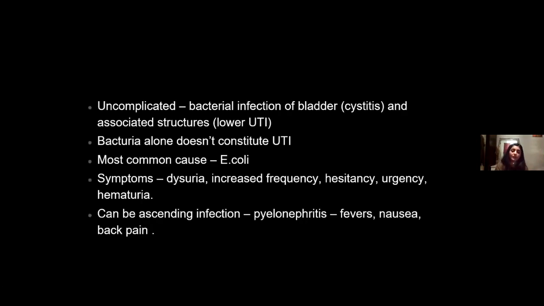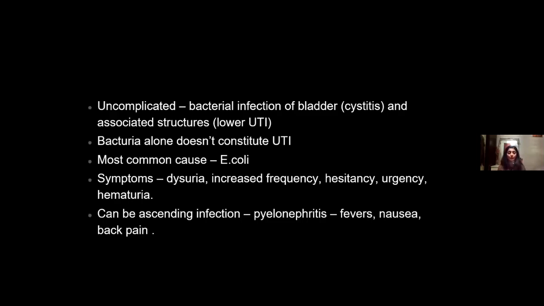So UTI, it can be uncomplicated, so it's just a bacterial infection of the bladder and the lower urinary tract. Infection of the bladder is called cystitis. So if you were to test someone's urine with just a urine dip, the way you know that they have bacteria in there is due to positive nitrites, and that's because the bacteria break down things and release nitrites due to their own kind of mechanism going on.